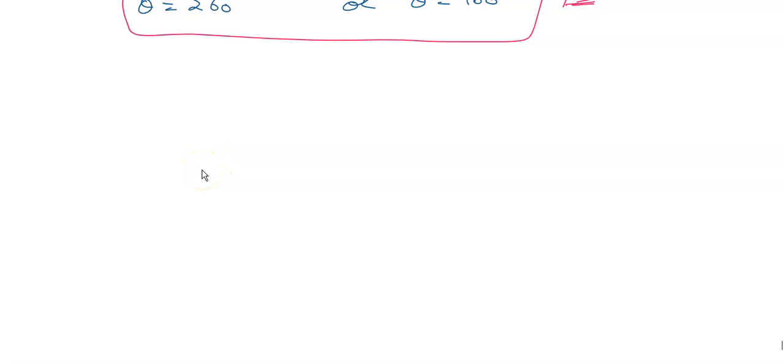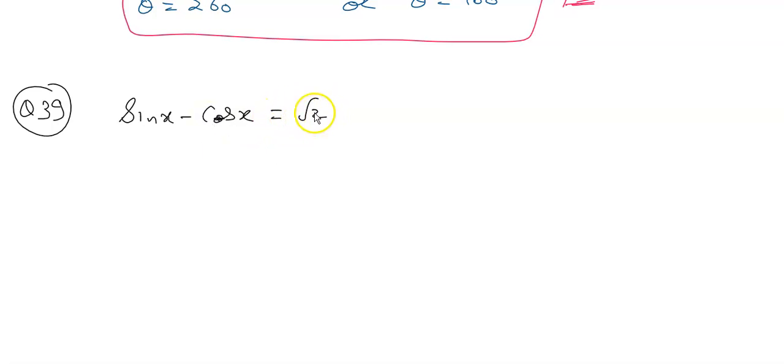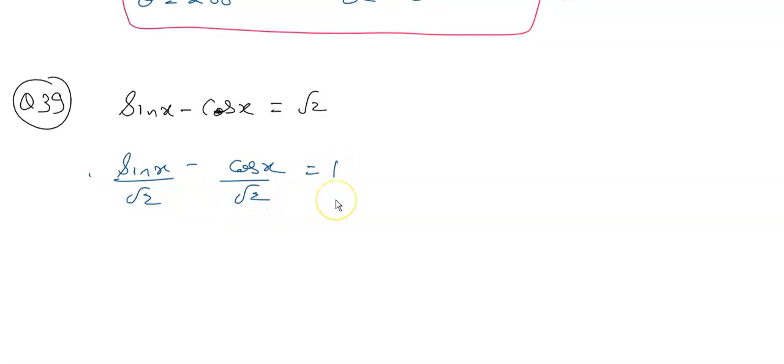Next question. Question number 39. 39 says the general solution of sin x minus cos x is equal to root 2, for any integer n. So again a sin x plus b cos x टाइप वाला एक्सप्रेशन है, इसको हम क्या करेंगे, मल्टीप्लाई डिवाइड बाय अंडर रूट ऑफ a स्क्वायर प्लस b स्क्वायर, and that is nothing but root 2. तो दिस विल बी sin x बाय रूट 2 माइनस cos x बाय रूट 2, और राइट हैंड साइड में रूट 2 अपॉन रूट 2, दिस इज इक्वल टू 1.